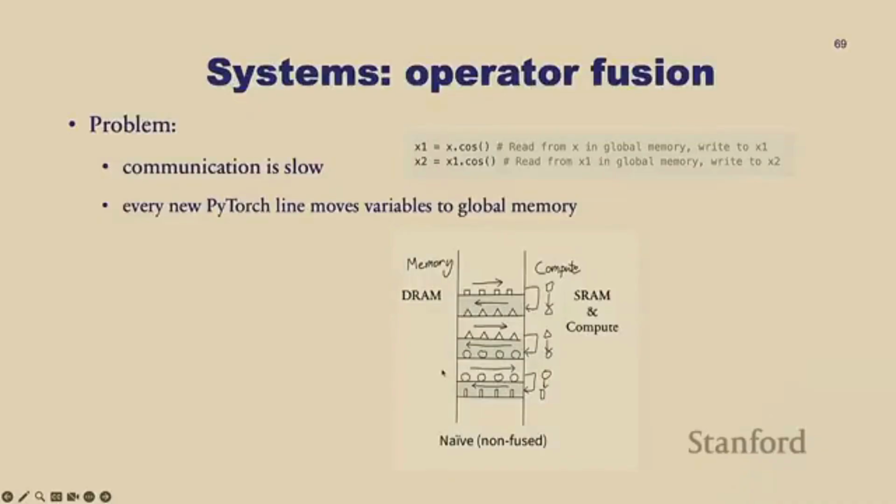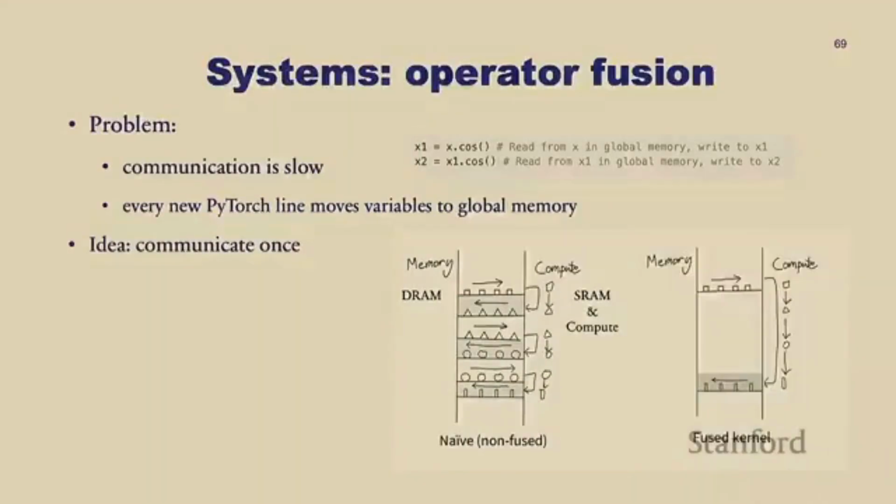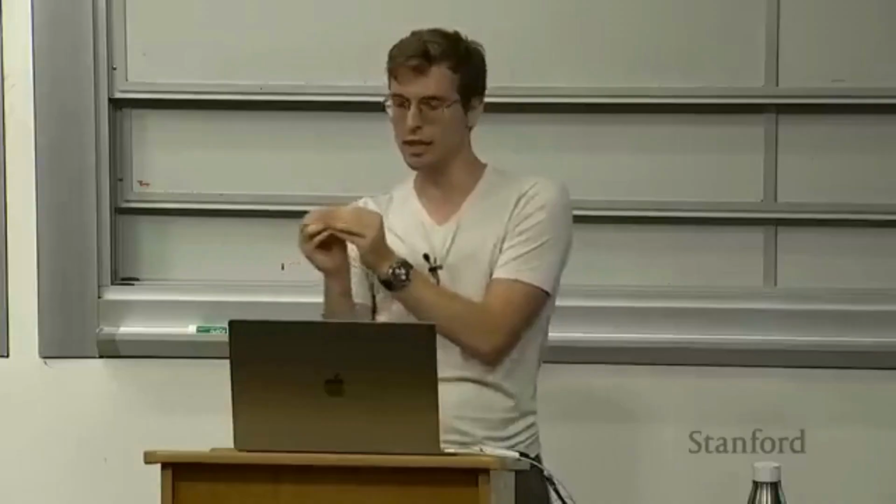This seems very wasteful. So the simple idea of operator fusion is just to communicate once, do all the computation, and ship it back once. And this is exactly what fused kernels are. So if you ever want to make your computations in PyTorch much faster, just apply torch.compile on your model. This is going to make your model around 2 times faster. What it does is simply rewrite your PyTorch code in C++ and CUDA to do the communication only once, then do all the operations, then ship it back.